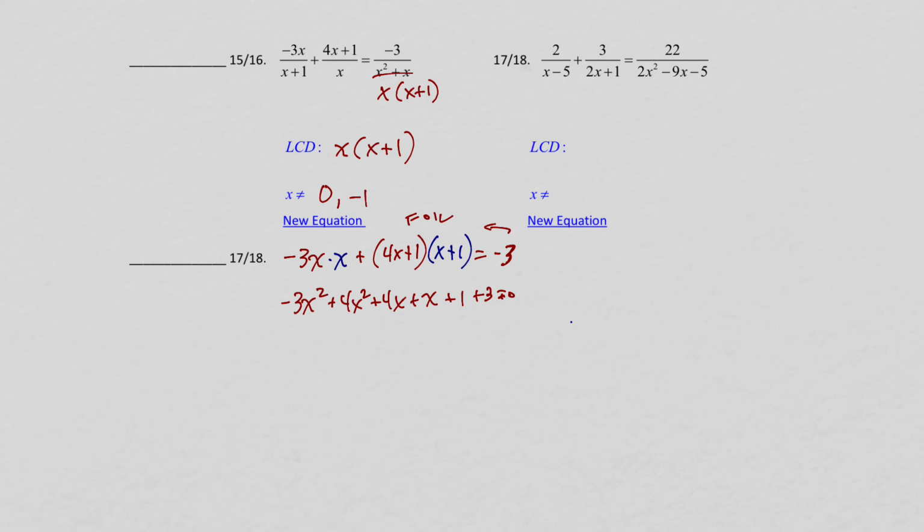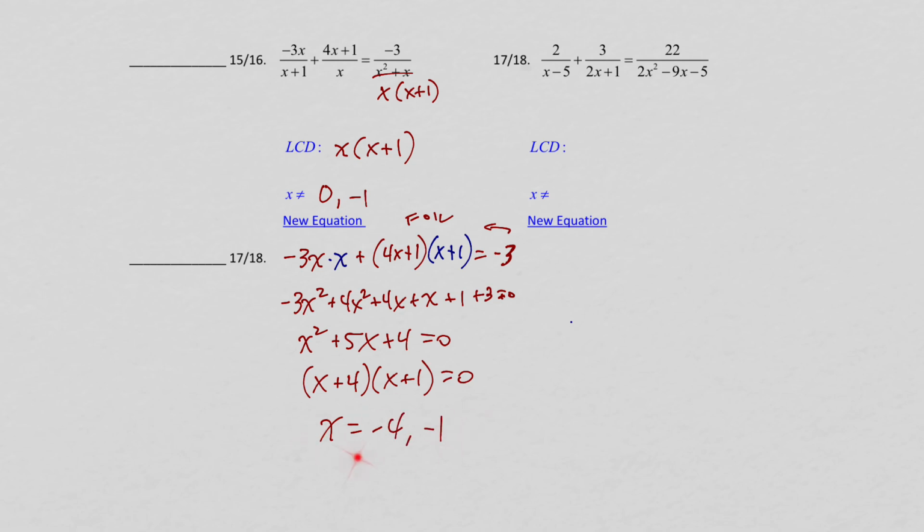Okay. So I'm going to combine like terms. We have negative 3x squared plus 4x squared is 1x squared. 4x plus 1x is 5x. And 1 plus 3 is plus 4 equals 0. So this factors as (x plus 4)(x plus 1). So we have x is equal to negative 4 and negative 1.